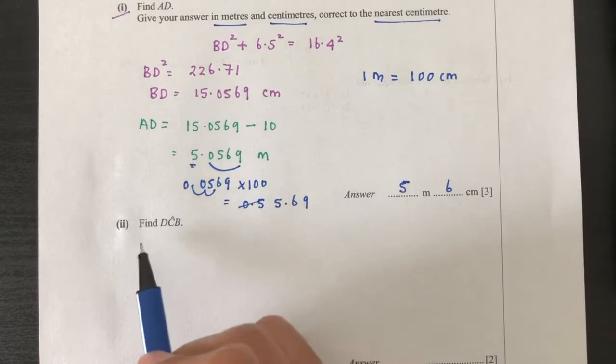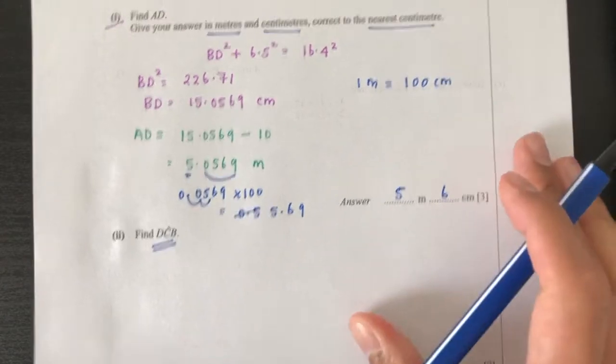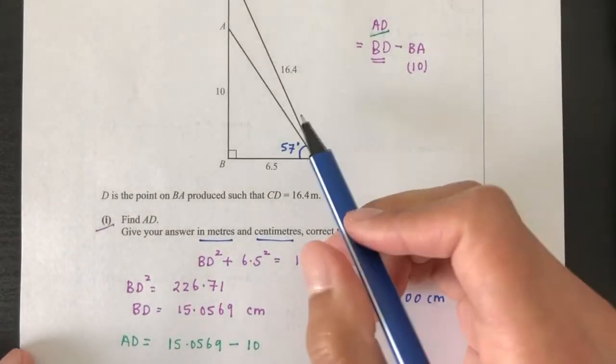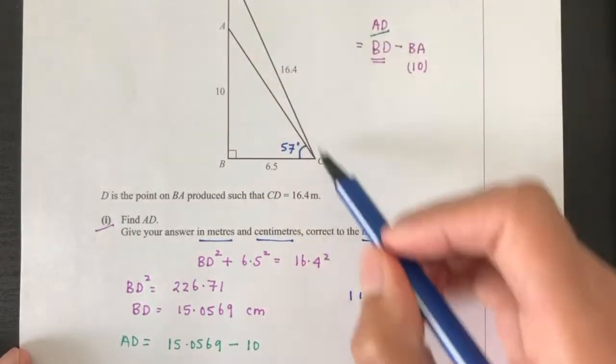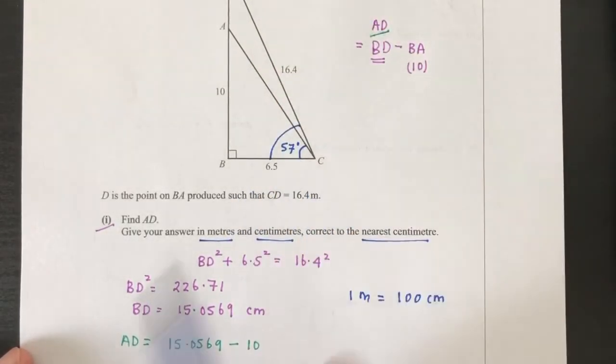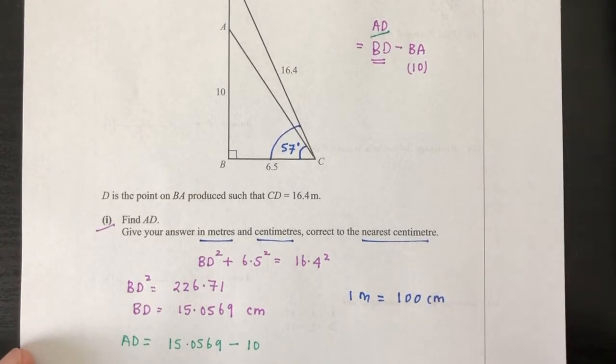Now for part 2, find the angle DCB. So we have to find this big angle DCB, so we have to find this angle. How would you find this angle? We have a right angle triangle, we can use SOHCAHTOA. Pretty easy. Let's call this one alpha. Let's find the angle alpha.